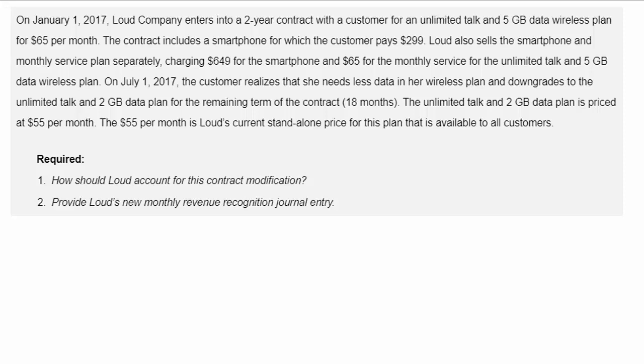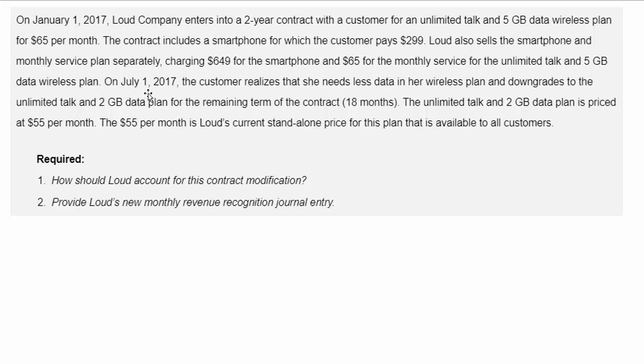On January 1st, 2017, Loud Company enters into a 2-year contract with a customer for an unlimited talk and 5 gigabyte data wireless plan for $65 a month. I'm just reading here now. The contract includes a smartphone for which the customer pays $299. Loud also sells the smartphone and monthly service plans separately, charging $649 for the phone and $65 for the monthly service for the unlimited talk and 5 gigabyte data wireless plan.